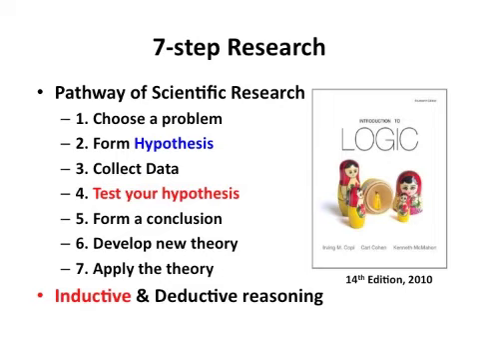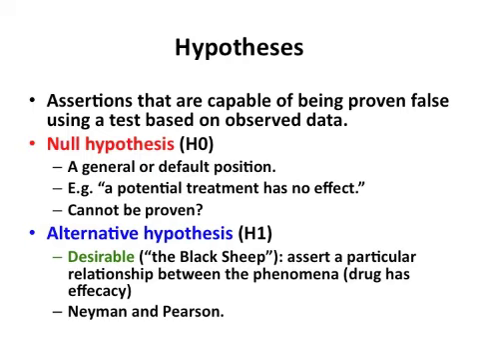Okay, so you may have to go through these 7 steps in order to be a notable scientist. And one of the core steps is to test your hypothesis. So the first stage is to formulate your hypothesis and then collect data to test it, and then you can publish that. Okay. So hypotheses, as we have seen, are assertions that are capable of being proven false, using a test based on the data you collected or observed.